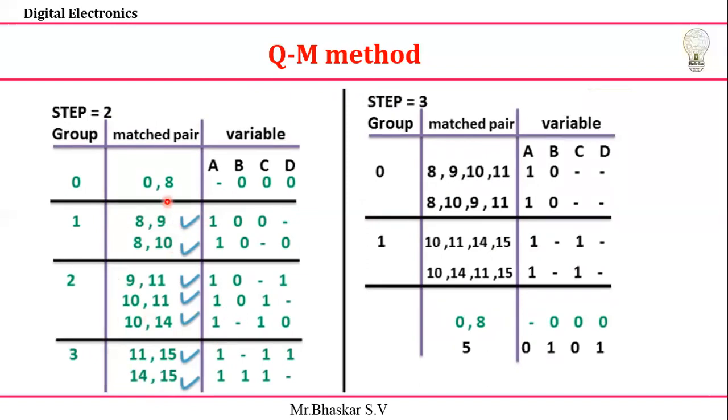But 0 8 is not matched with any pair. And previously also, one of the variables, 5, is not matched. That's why I already told you that. If you want, you can check it out. 5 is not matched, and similarly 0 8 also not matched. These two we need to write at the end. Okay, so what is the representation? 0 comma 8 is dash 0 0 0, and 5 is nothing but directly 0 1 0 1.